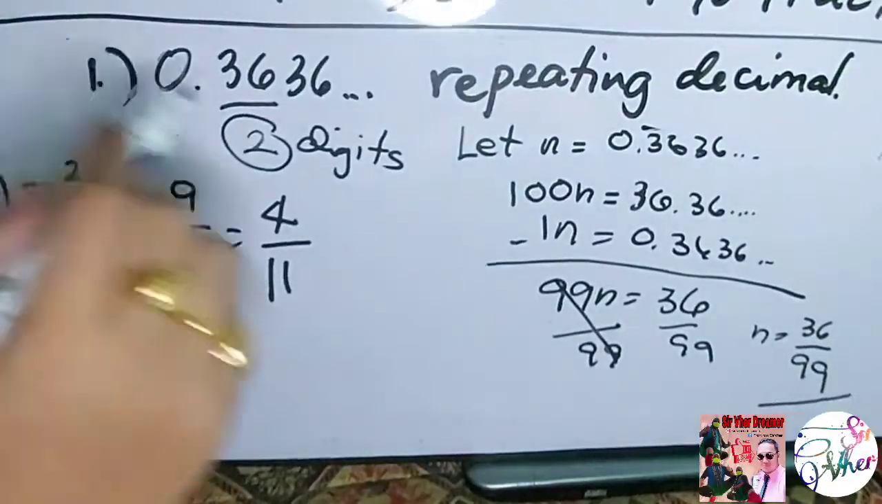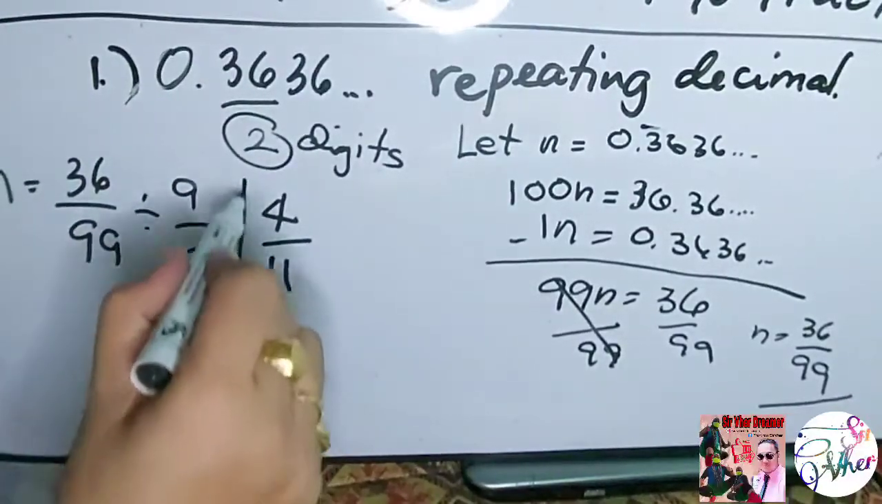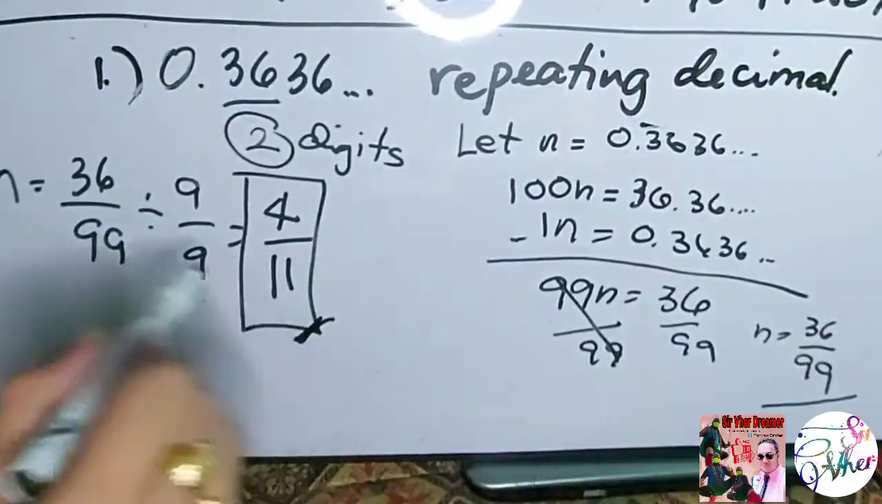So 0.3636... in fraction form is 4 over 11.